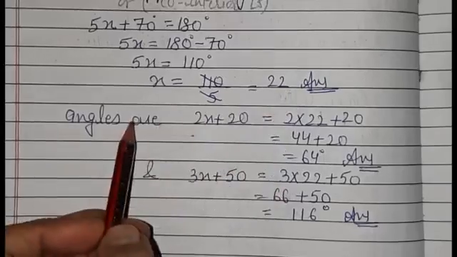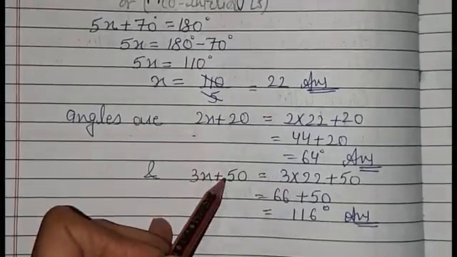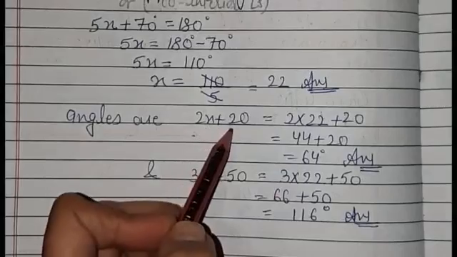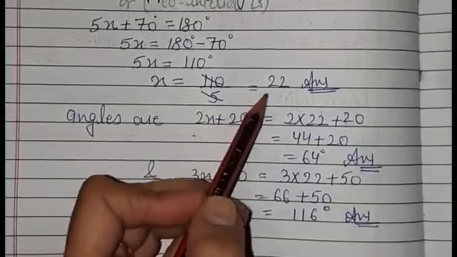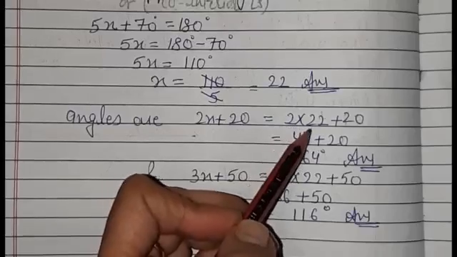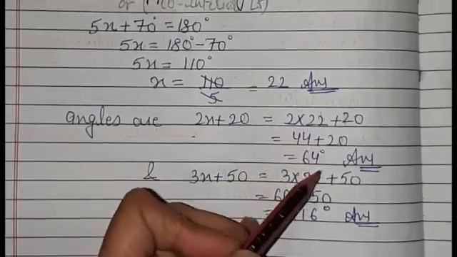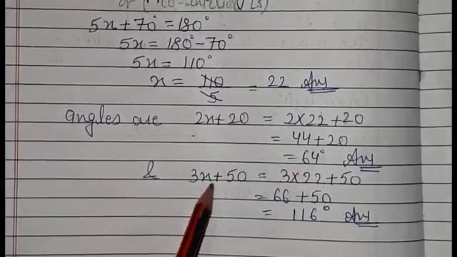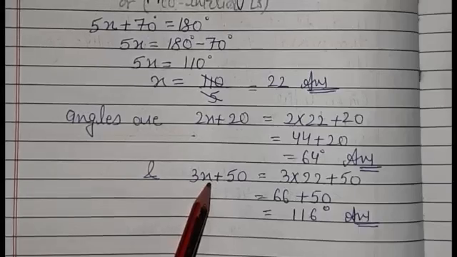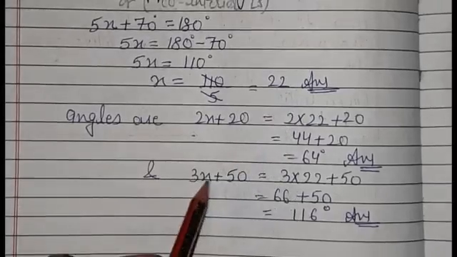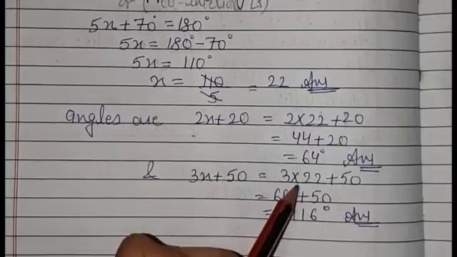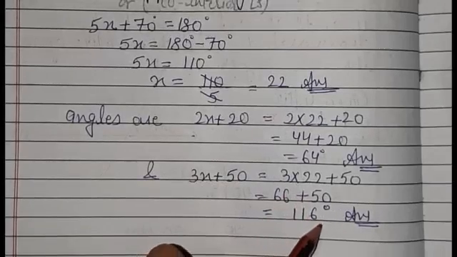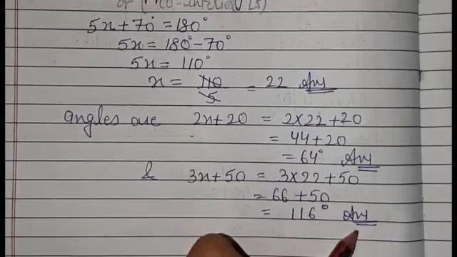Now we have to calculate angles also. So first angle is 2x plus 20. Instead of x, put 22. Solve 2 into 22, 44 plus 20 is 64 degree. Now 3x plus 50. Instead of x, when we will put 22, 3 into 22 plus 50, when we will solve, 116 degree will be the answer.